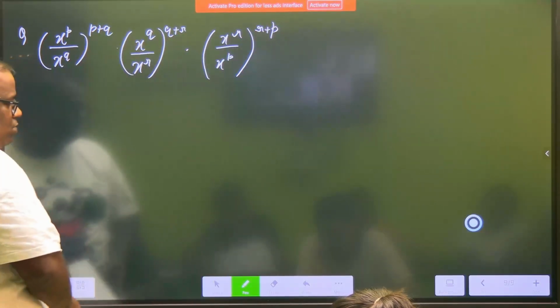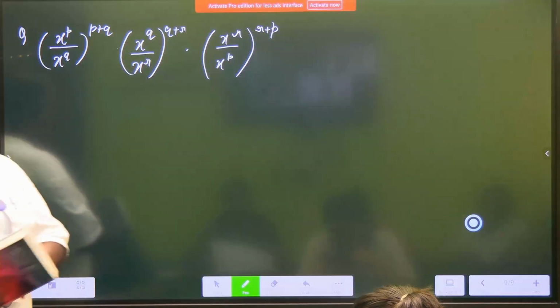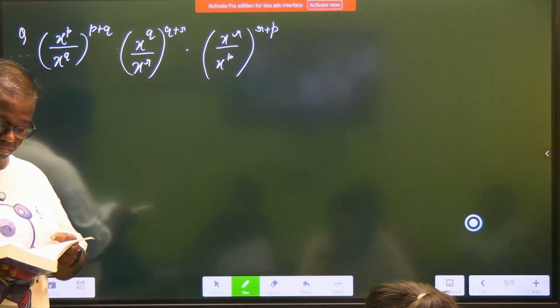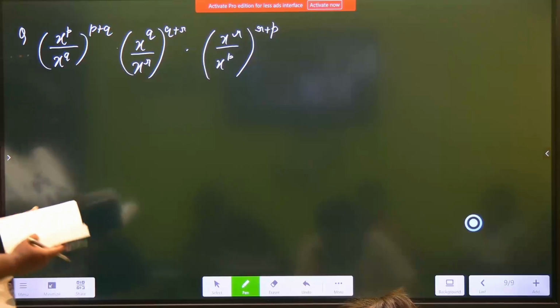Children, whenever you get such problems, answers are either 1 or 0. Answers will be either 1 or 0. Did I write it rightly? P plus Q, Q plus R, R plus P. Yeah.